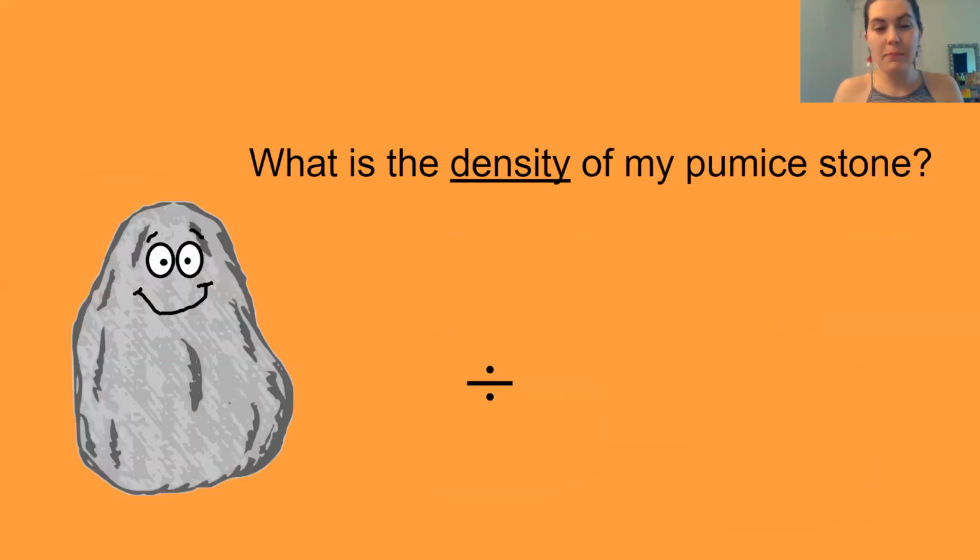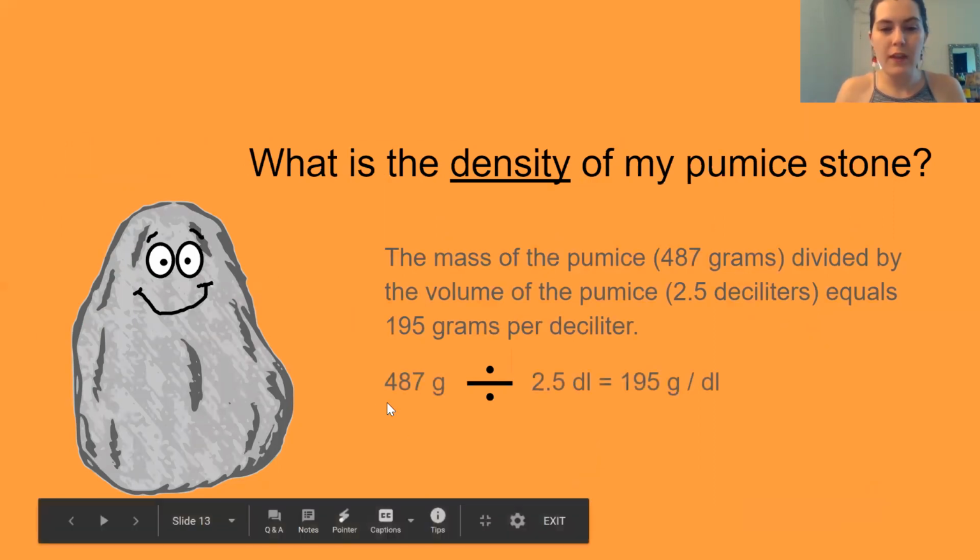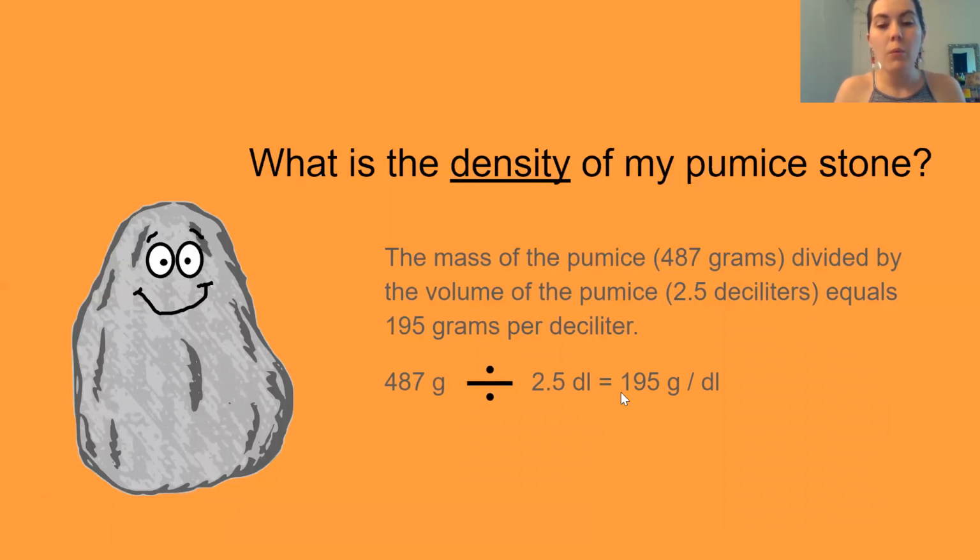What is the density of my pumice stone? The mass of the pumice, 487 grams, divided by the volume of the pumice, 2.5 deciliters, equals 195 grams per deciliter. So we can see this visually: 487 grams divided by 2.5 deciliters equals 195 grams per deciliter, which means that in 1 deciliter, there are 195 grams of matter of the pumice stone. So the density of the pumice stone is 195 grams per deciliter.